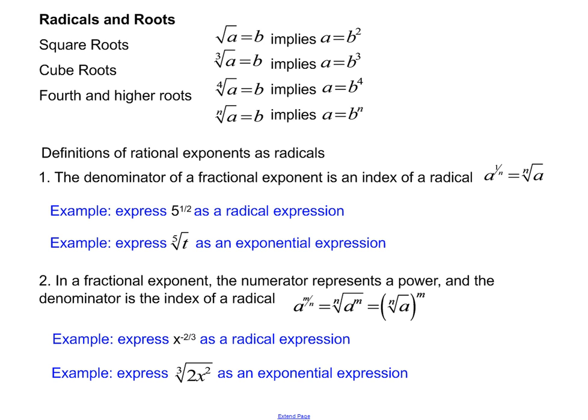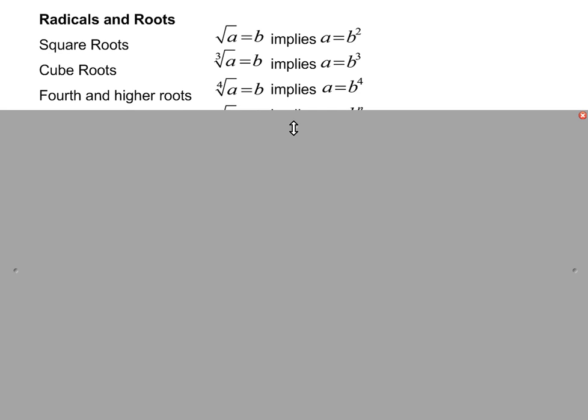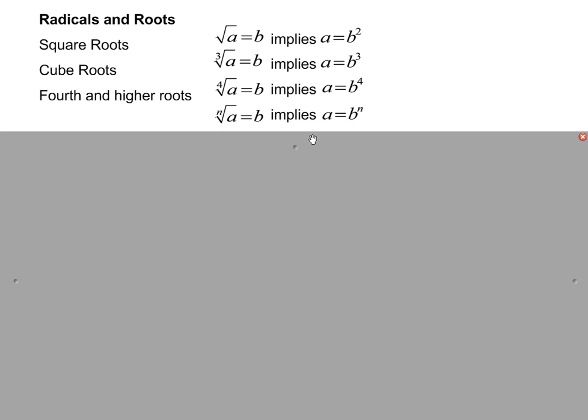Okay, we're back, and let's do a few more things about radicals and roots, because we want to be able to put these things together. Now, first of all, we want to discuss this idea of square roots. So it's probably really helpful if we just sort of focus for a moment on some definitions about roots.